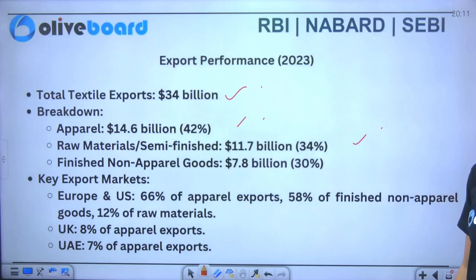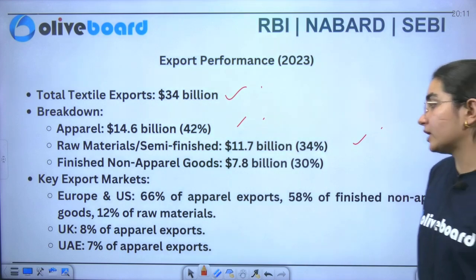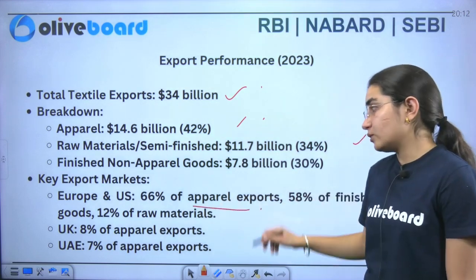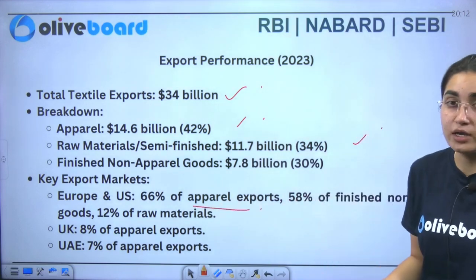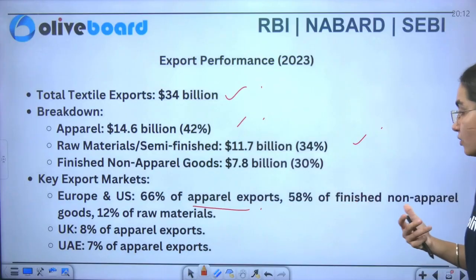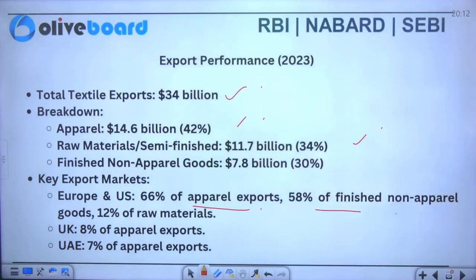Similarly, if we talk about the key export markets, Europe and the US have 66% of apparel exports, 58% of finished non-apparel goods, and 12% of raw material. Similarly, if I talk about the UK, you can see 8% of apparel exports are there. UAE consists of 7% of apparel exports here.